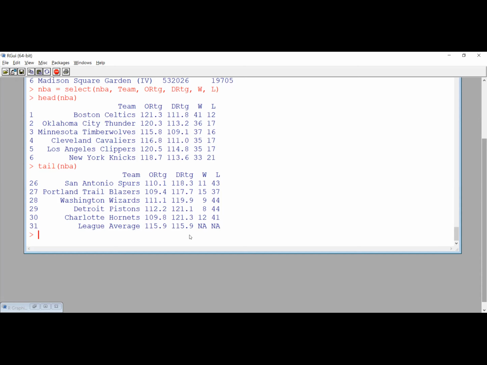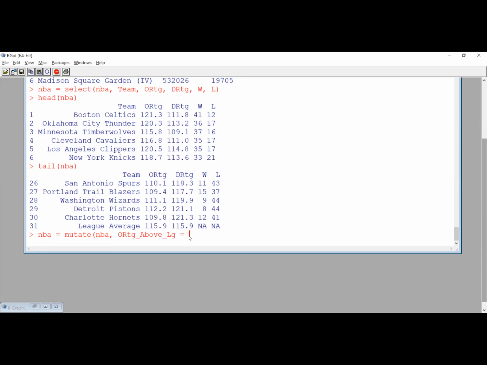Okay, so let's standardize it. First, let's make a column for points above league average for both of them. So let's take NBA and let's add to it. So that's mutate NBA, and we're just adding columns to the end. So I'm going to say ORTG above LA, league average, league. Don't want anybody getting confused.